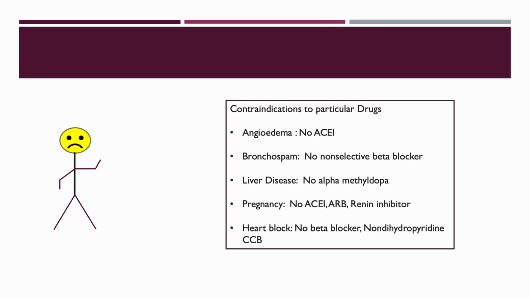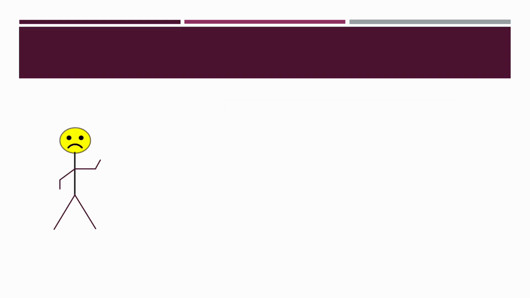Some other factors that can determine the selection of the antihypertensive agents are contraindications. So let's say Tom has a history of angioedema, then ACE inhibitors are contraindicated. If he has bronchospastic lung diseases, then non-selective beta blockers should be avoided. Alpha-methyldopa should be avoided in patients with liver disease. Patients who can become pregnant or are pregnant should avoid ACE inhibitors, ARBs, and renin inhibitors as they're teratogenic. Patients with underlying heart block should avoid beta blocker and non-dihydropyridine type calcium channel blocker.